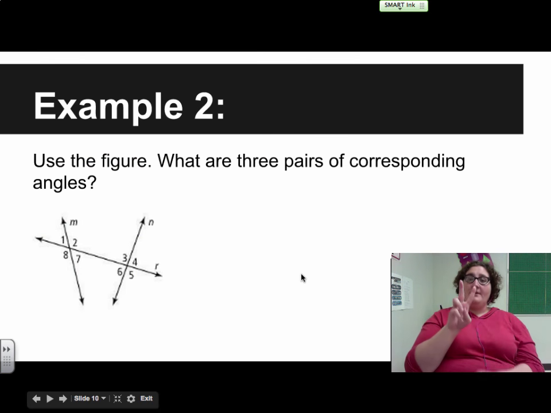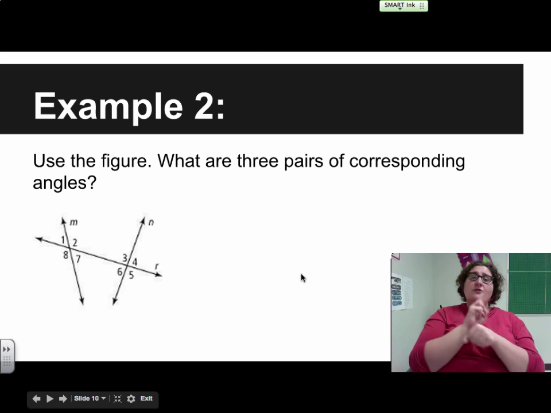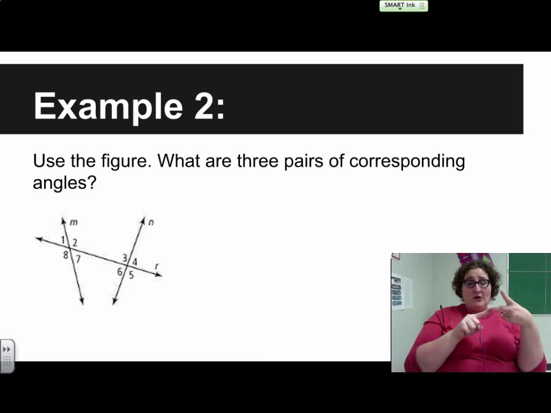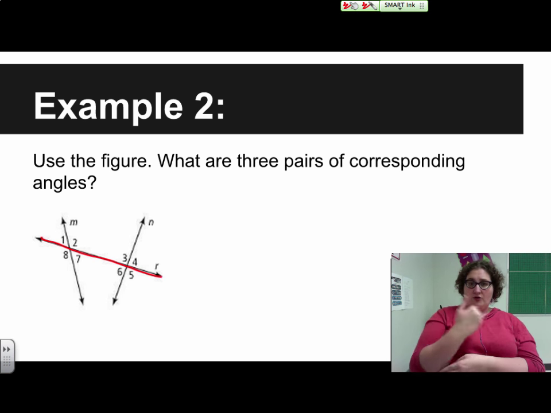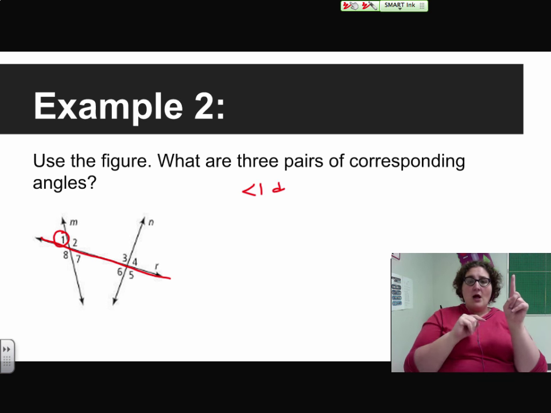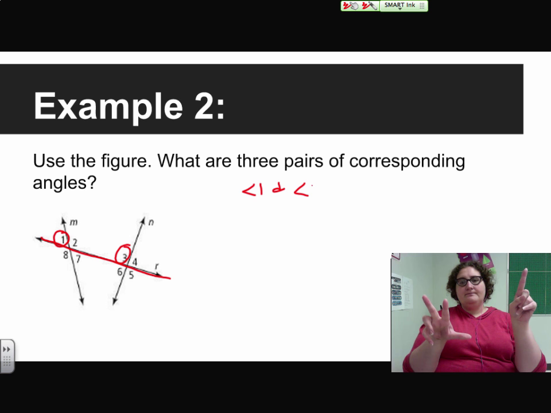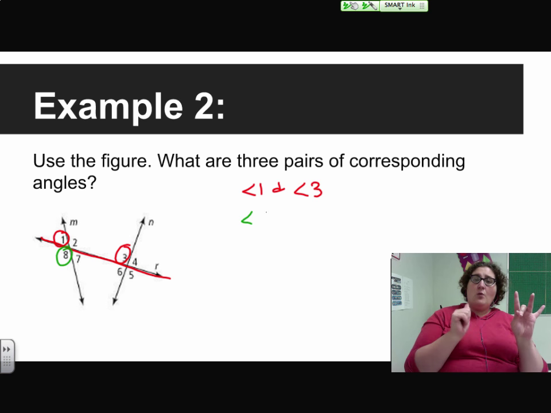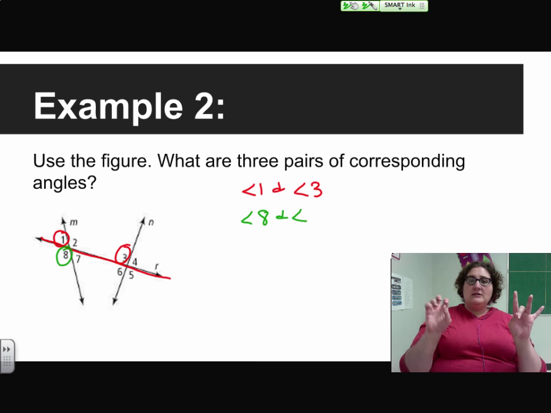Example 2. It says, use the figure, what are 3 pairs of corresponding angles? Okay, so if we want corresponding angles, we have our transversal here. So if I say angle 1, the other corresponding to that, remember they're on the same side and they correspond in position, so that would be angle 3. And then I could have angle 8 and angle 6.